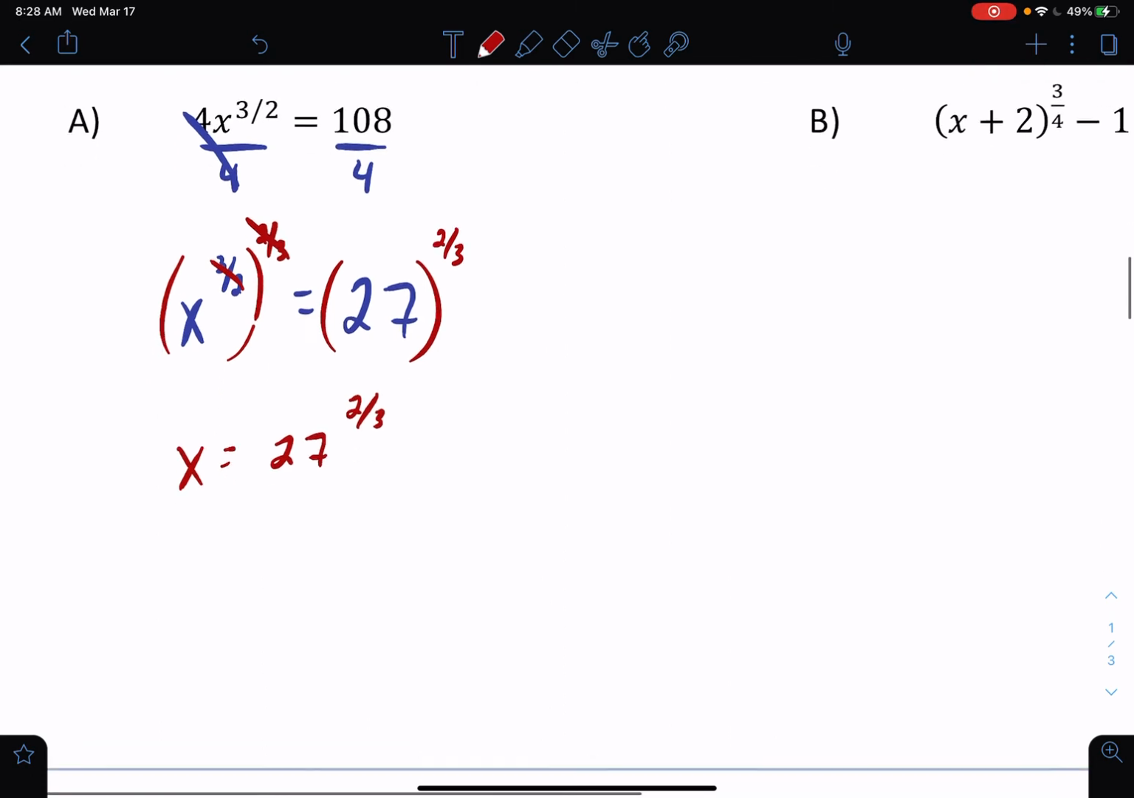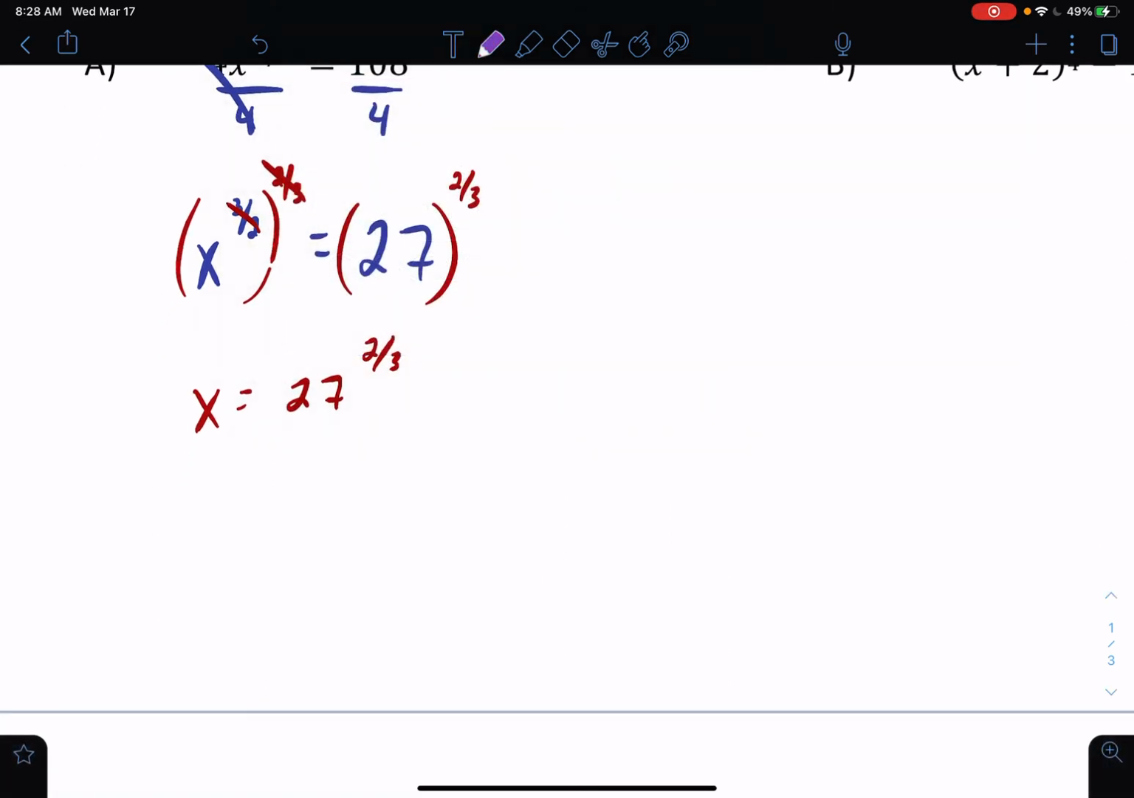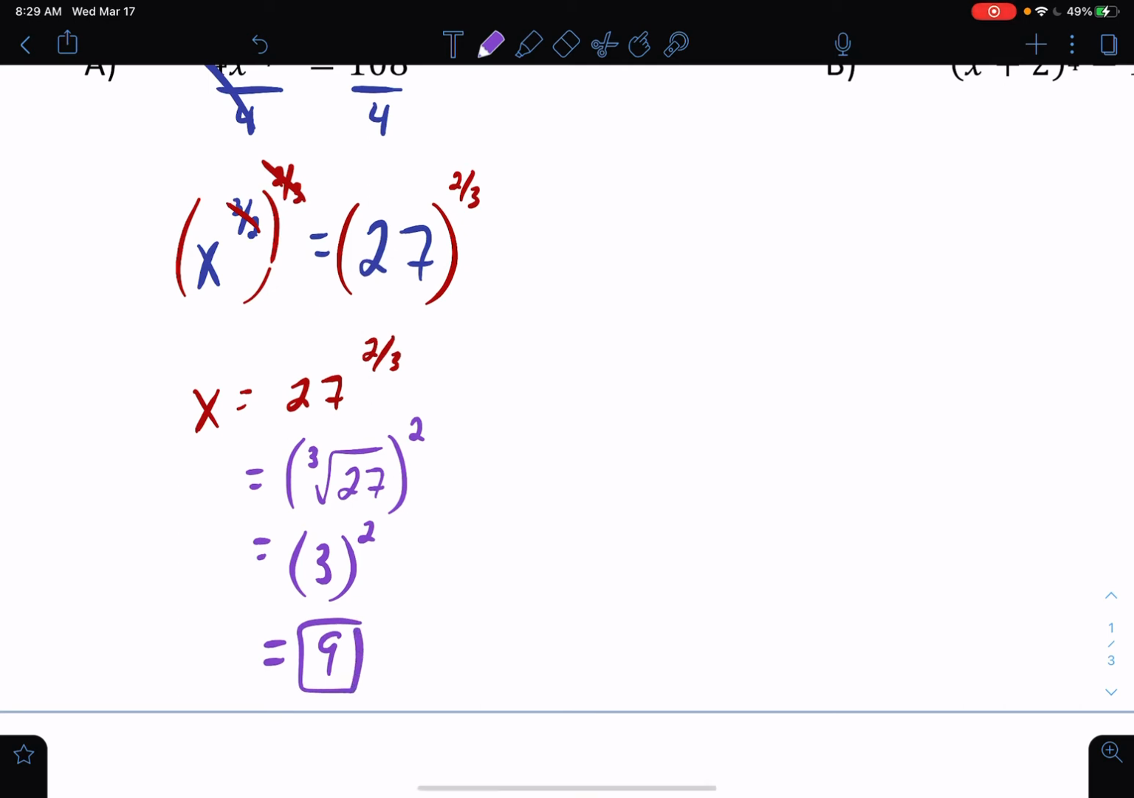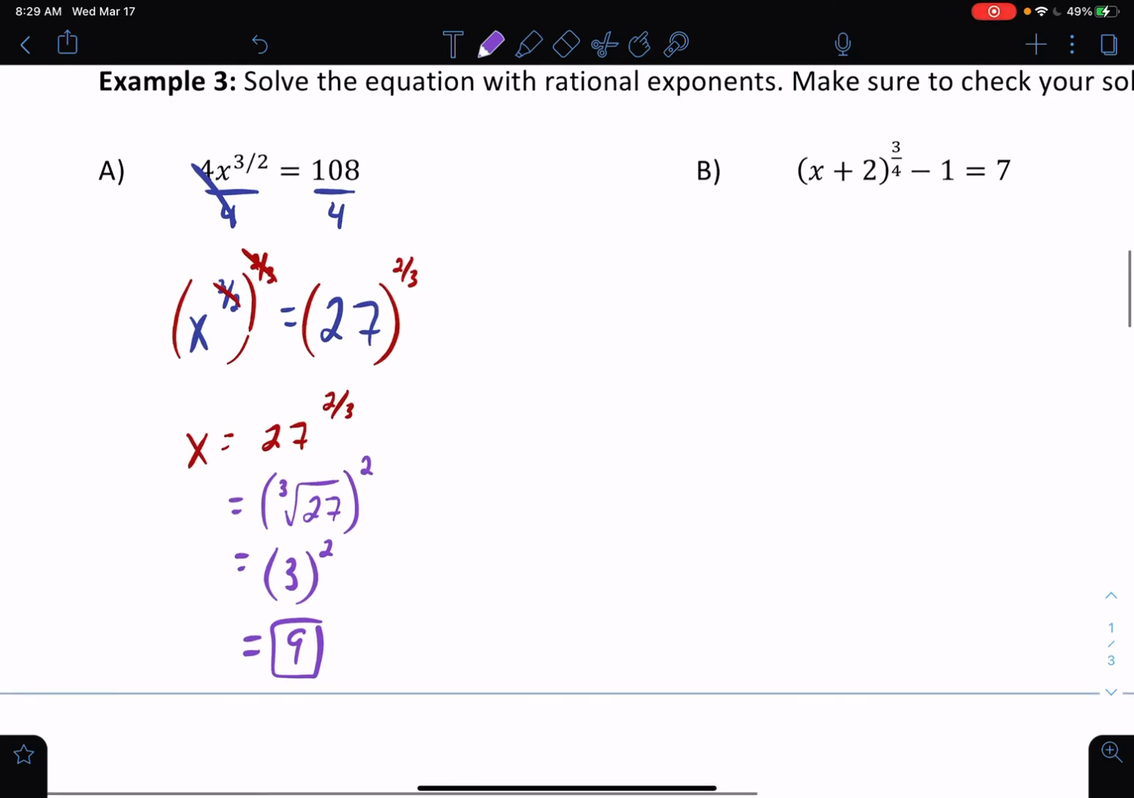But we've talked about how to simplify those. This is the same thing as the cubed root of 27 all raised to the second power. 27 to the 2/3 power is the same thing as the cubed root of 27 squared. The cubed root of 27 is what you have to multiply by itself 3 times to get 27, which is 3. So we're taking 3 squared, which is 9. So for this equation, our answer is going to be 9.